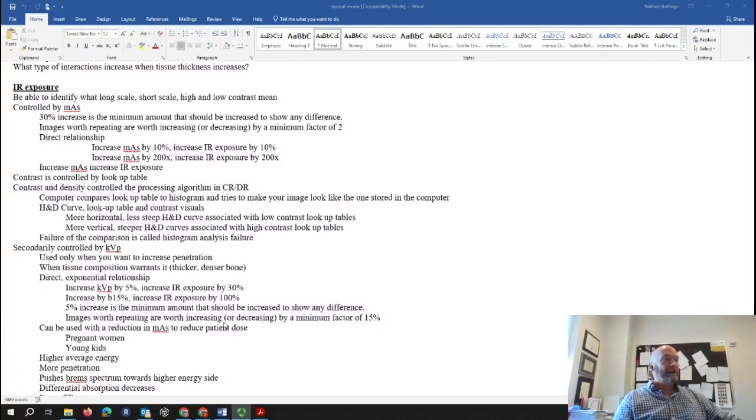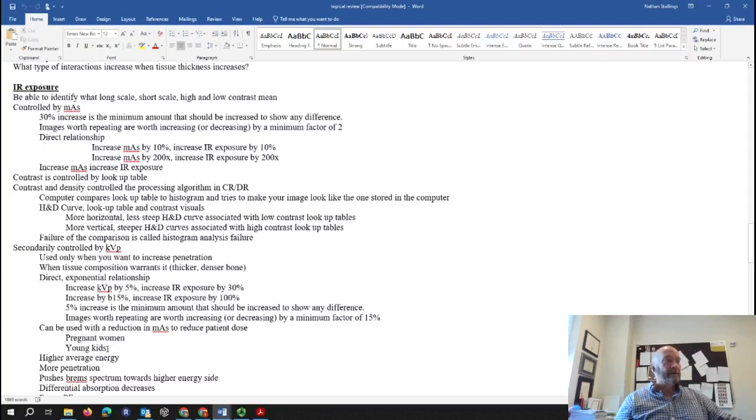So an image is worth repeating for an increase in image receptor exposure using KVP. You start at 15%. So just like in mass, you would double your mass. With KVP, you would use a 15% increase in KVP, and that would give you a doubling of the image receptor exposure. So the other time that you would use a change in KVP to affect image receptor exposure is if you had a pregnant patient. So if you had a pregnant patient, you could use your 15% rule, increase KVP by 15% and cut your mass in half to save dose to the patient and save dose to the fetus.